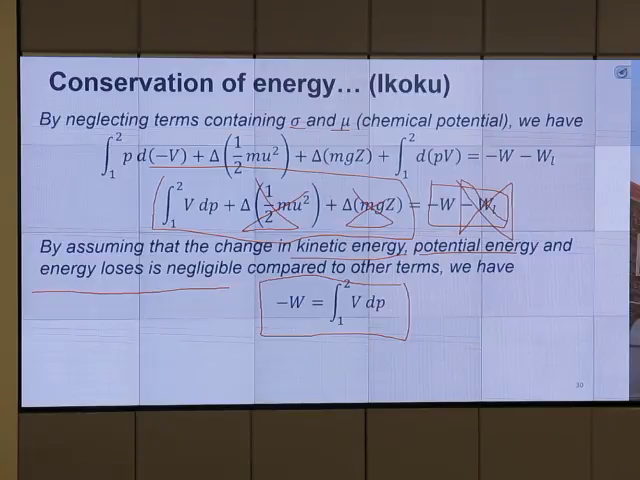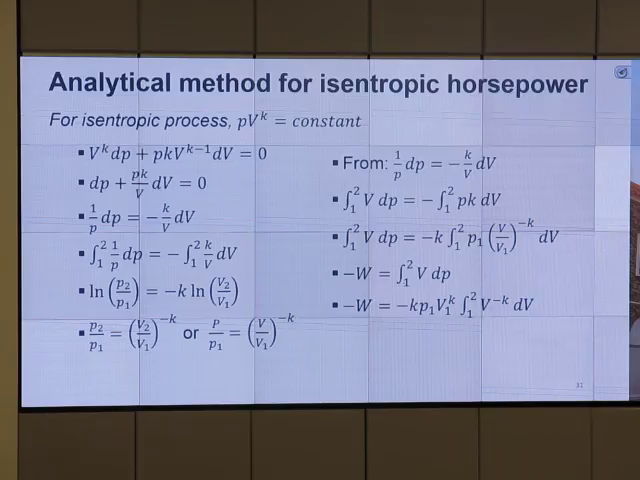We are still good? Okay. So when you know how we derive it, then you will know what kind of assumptions are associated with this, right? So we assume nothing to do with elevation change, nothing to do with the velocity change, and we neglect any work loss due to friction or anything. So this is kind of a theoretical power. Theoretical horsepower. Okay, next step.